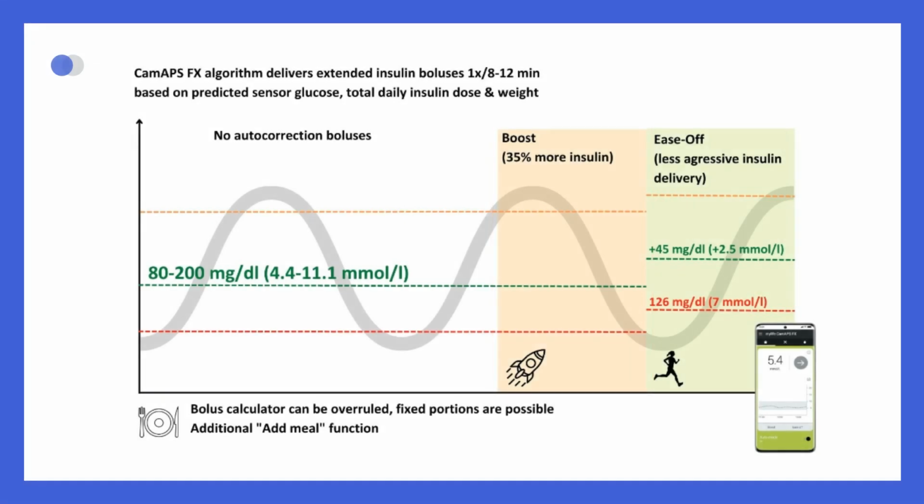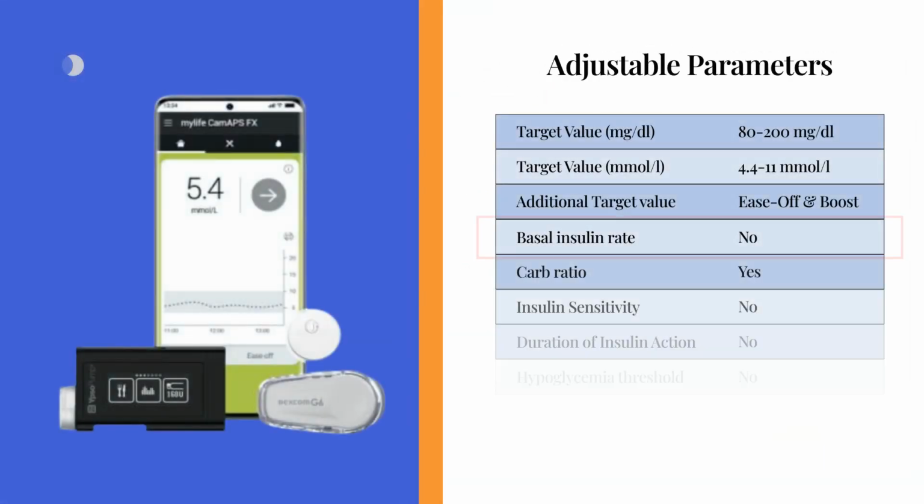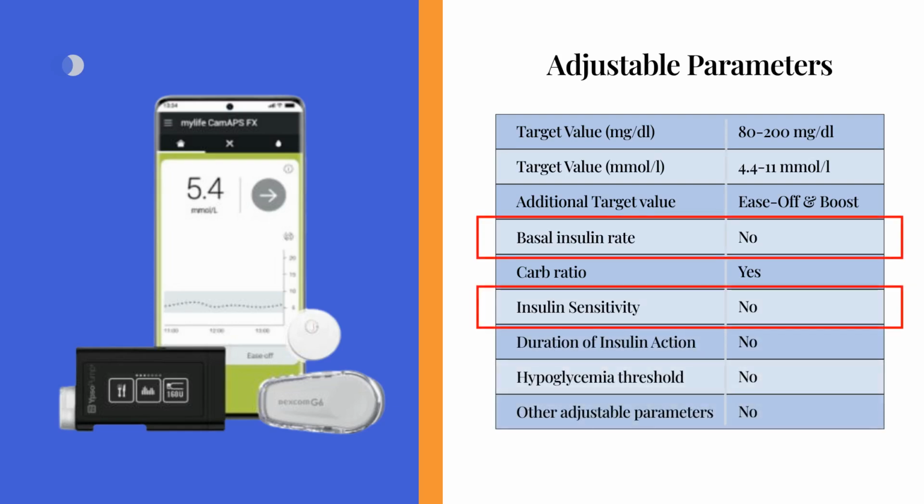During the initial setup of Mylife Loop, you can enter your total insulin dose and weight, with the option to adjust the weight later on. In Mylife Loop, the basal insulin rate, insulin sensitivity, and duration of insulin action are not adjustable. These are determined by the system.